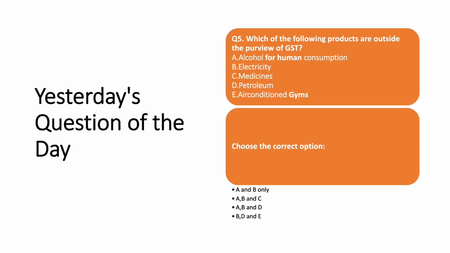This was yesterday's question of the day. The correct answer is option number C, A, B and D only. So alcohol, petroleum as well as electricity are outside the purview of GST.